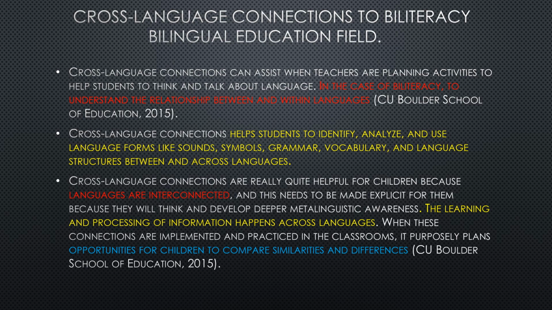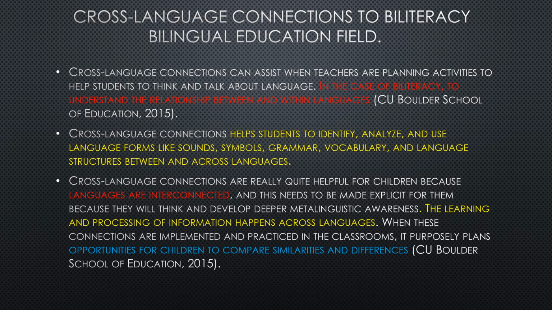As bilinguals, we transfer information from our first language to make an important connection to our newly acquired language. Cross-language connections help students to identify, analyze, and use language forms like sounds, symbols, grammar, vocabulary, and language structures between and across languages. They are really quite helpful for children because languages are interconnected, and this needs to be made explicit for them so they will think and develop deeper metalinguistic awareness. The learning and processing of information happens across languages.